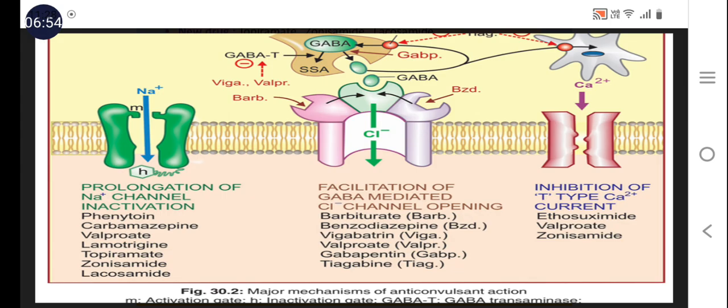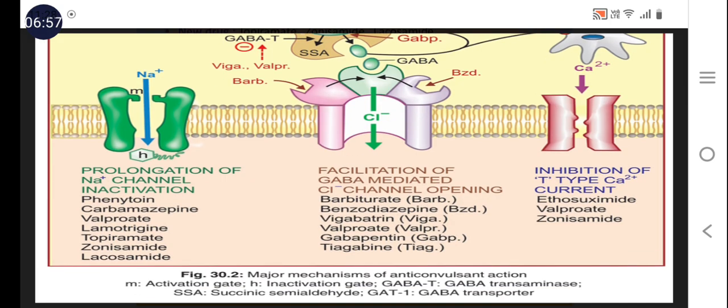Then, as you can see in the diagram, next is facilitation of GABA mediated chloride channel opening. As we know, GABA, glycine or dopamine are inhibitory neurotransmitters in our body, and GABA is the main inhibitory neurotransmitter. Its role in sleep is also important. Whenever there is a decrease in the level of GABA, it leads to hyperactivity of the brain, it causes insomnia, or when its level decreases further, it causes seizure.